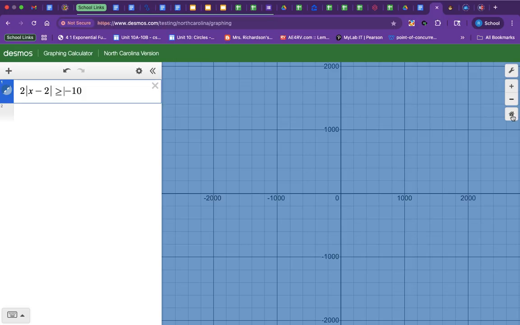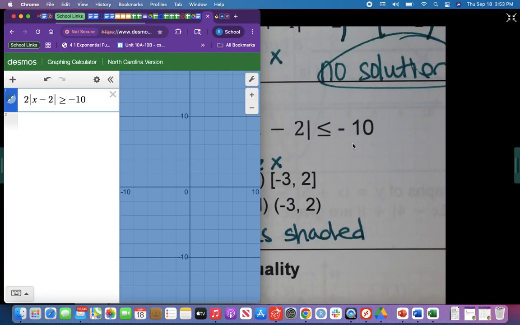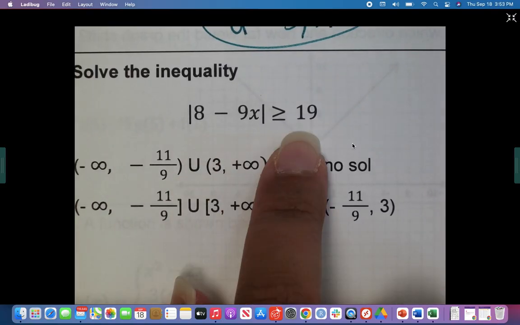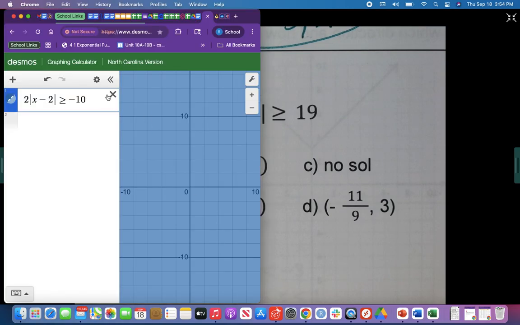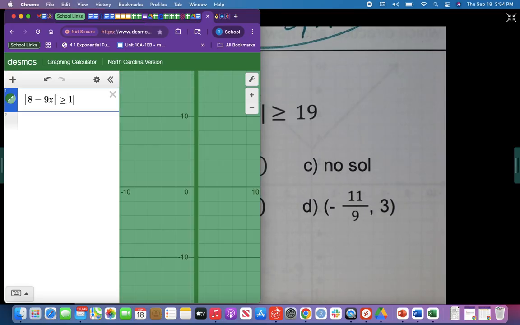For number 5, I'm going to set it back to the regular screen. So for number 5, this is the problem. I'm going to type that in, and then we're going to look at the shading. All right, so absolute value 8 minus 9x is greater than or equal to 19.